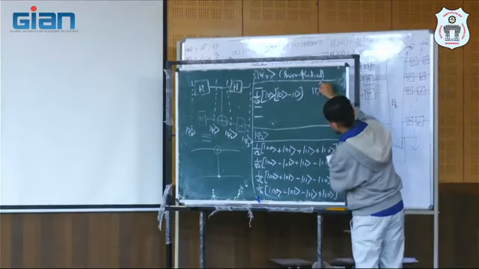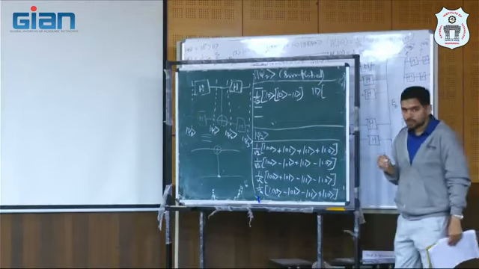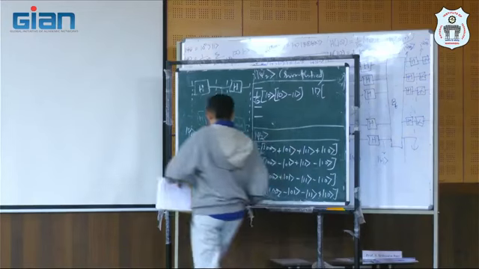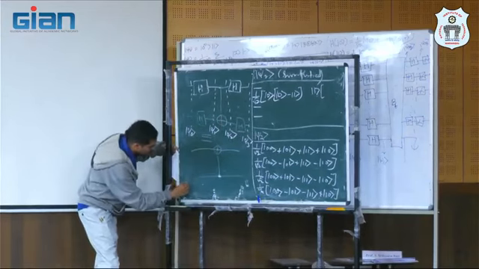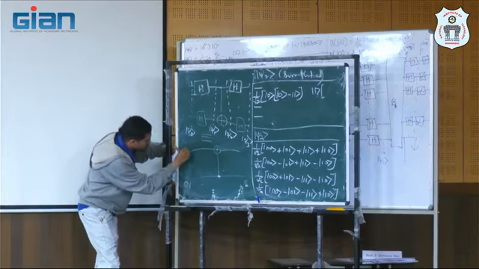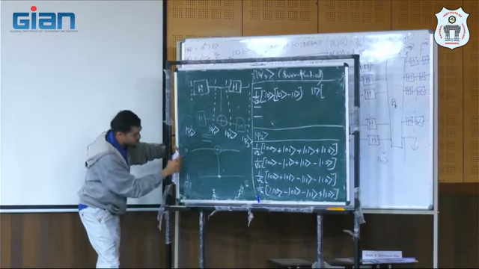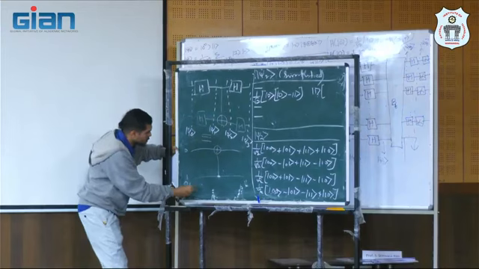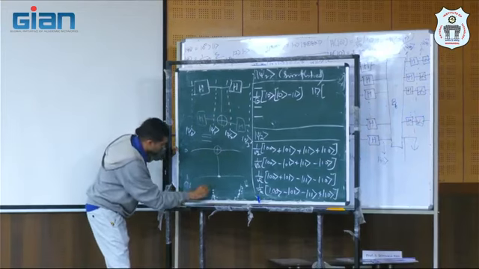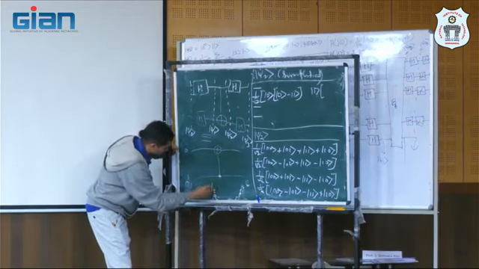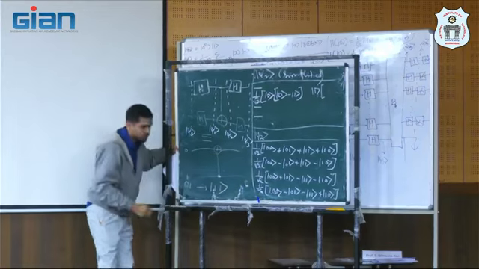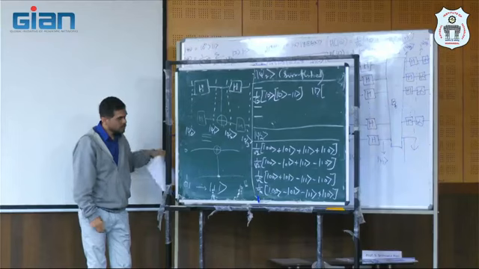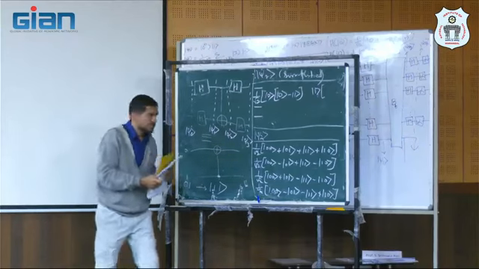See in the below circuit, 01 becomes 01. 10 becomes 10. 11, sorry, 11 becomes 11. Now just show that the top becomes 11. Yes, sir. Okay.